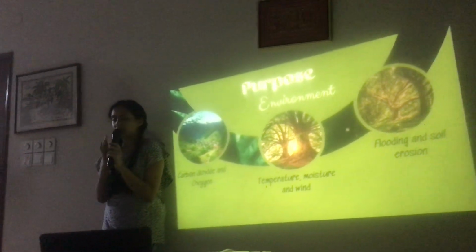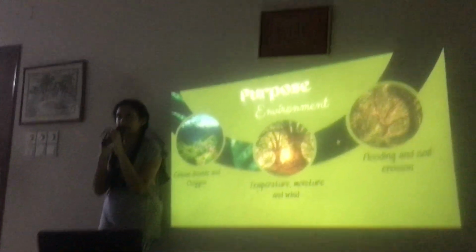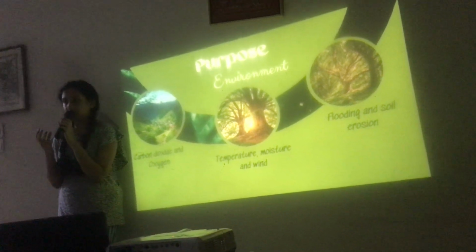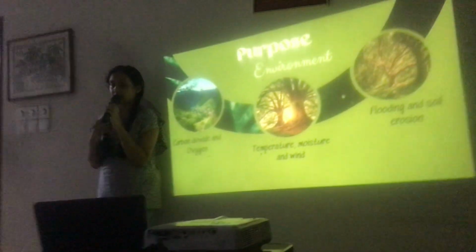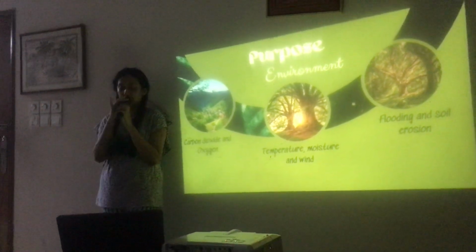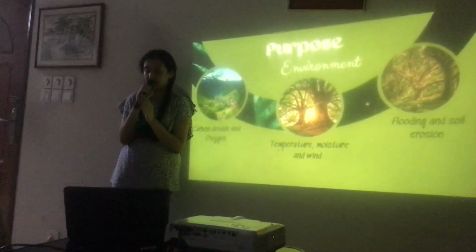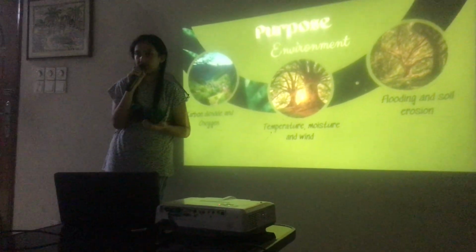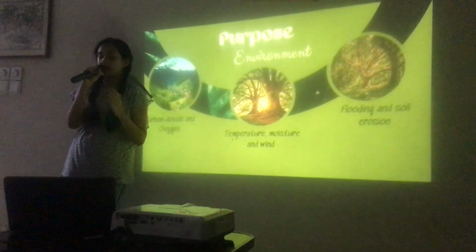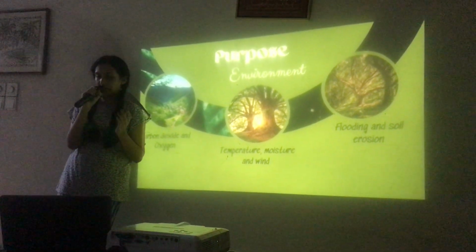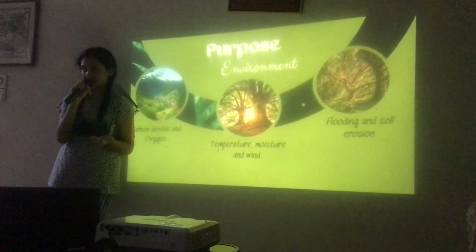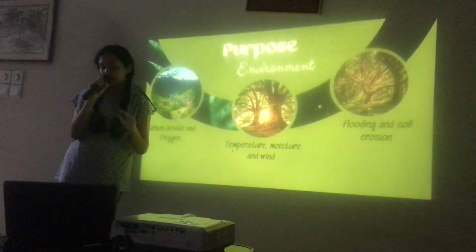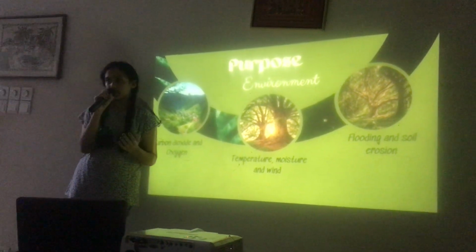Trees take in harmful pollutants such as particulates, which if you inhale them, will damage your alveoli in the lungs and thus will make your heart and lungs work harder. And it also takes in carbon dioxide and gives us fresh oxygen. And it is said that trees can reduce the temperature by up to 7 degrees Celsius around the place. And it also helps keep the moisture in place and it breaks the wind.